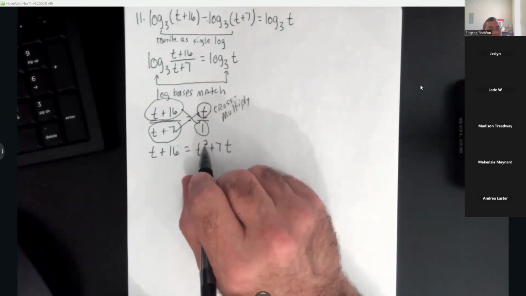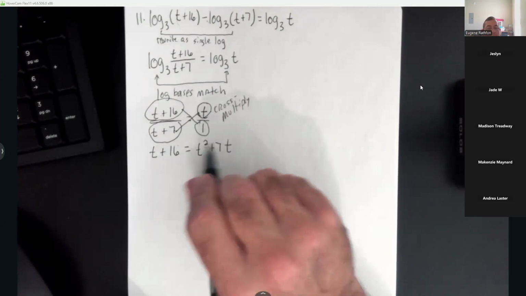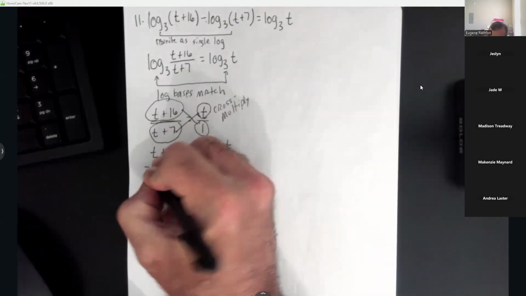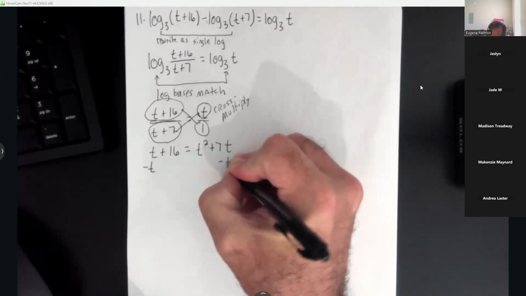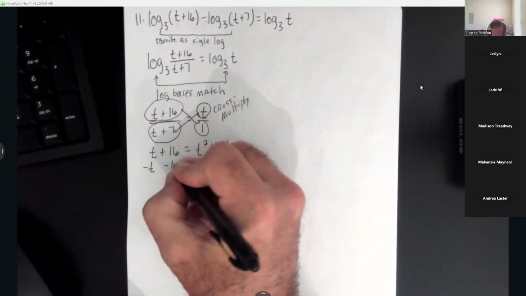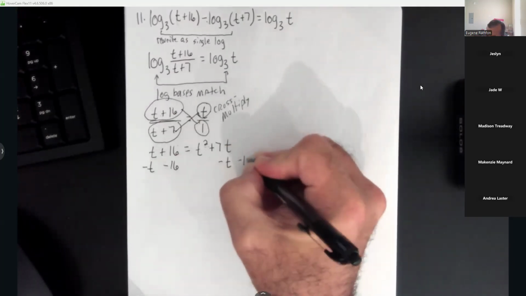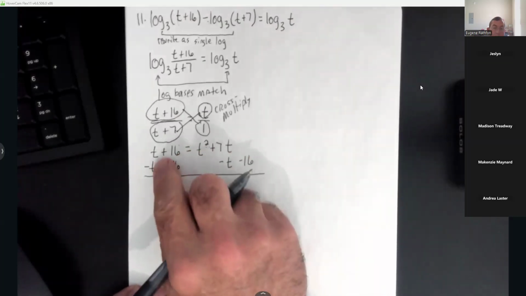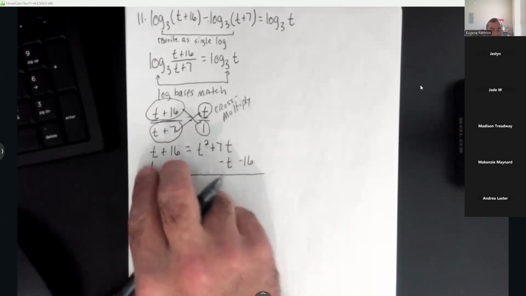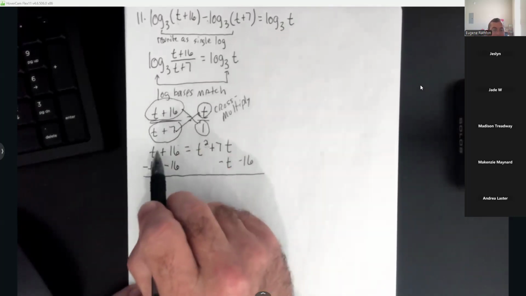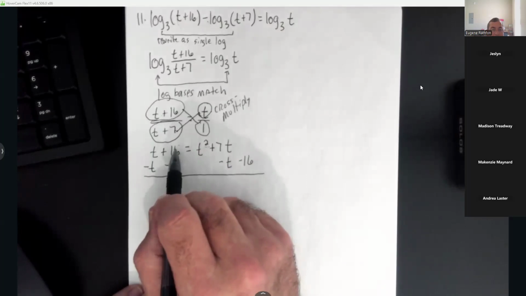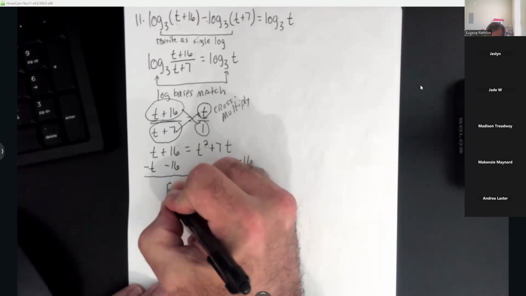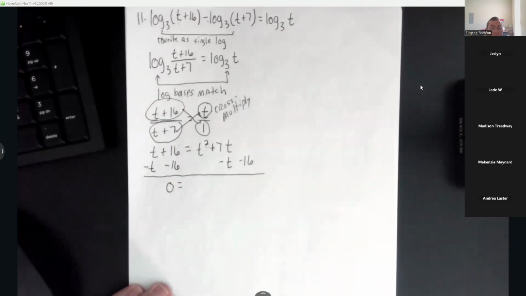So anytime you've got t squared, x squared, you need a 0 on one side. So to get a 0, I'm going to subtract t from both sides. And I'm going to subtract 16 from both sides. Now you can do them one at a time, or you can do them both at once. But this negative t cancels. 16 and negative 16 cancel. Everything cancels, so that side is now a 0.